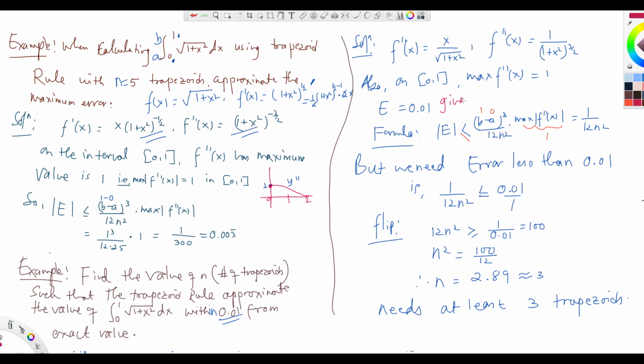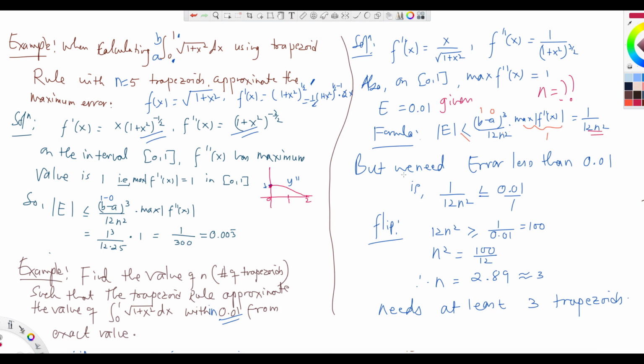Now the formula is the error is less than or equal to (b minus a) cubed over 12n squared times the maximum of f double prime of x. But n is asked, right? So n equals what? How many trapezoids should you take? That is asked. That's why we will keep n, and plug in the values of b, a, and the maximum of that. What do you get? The maximum of that is 1, right? We found that already from this graph. So 1 over 12 times n squared, because 1 minus 0 is 1, and 1 cubed is 1. So 1 over 12n squared. Okay, this is the error you got.